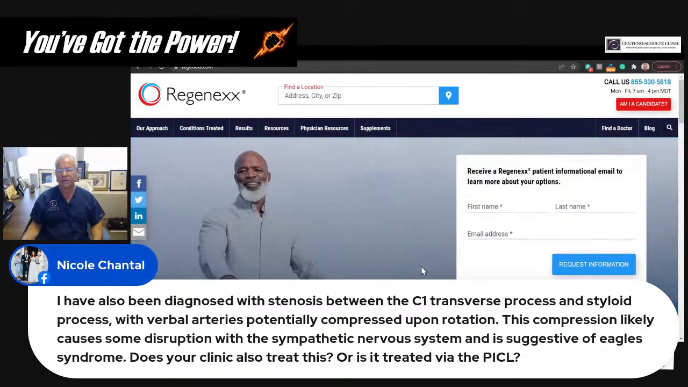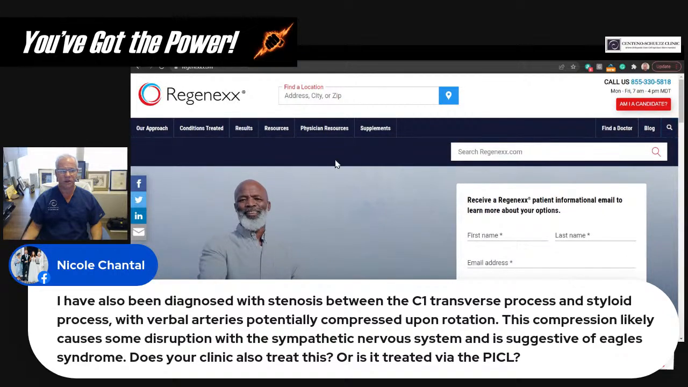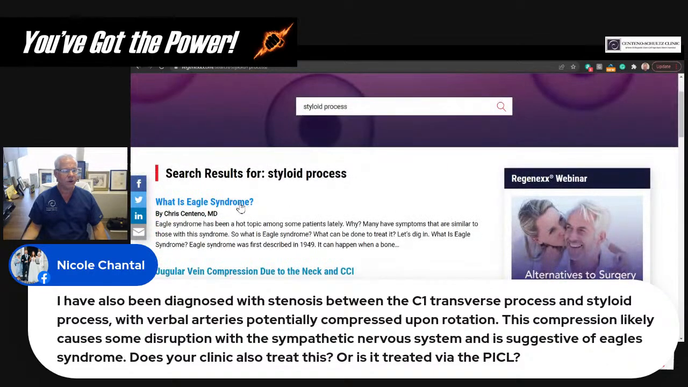So it might be good to look up this blog. If we go to regenx.com and you go here to the blog, or you can just search it. So let's search it. If we put in styloid process, I think we got to press the search there. So what is Eagle syndrome? That's a good one to look at. Also jugular vein compression to the neck and CCI. So those are two good ones to look at and really explore.